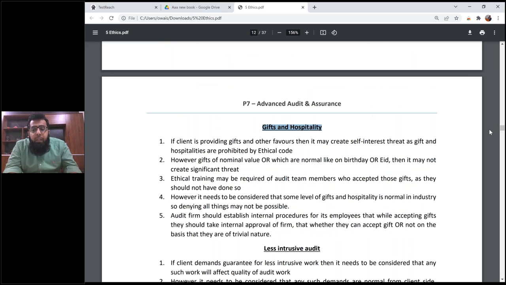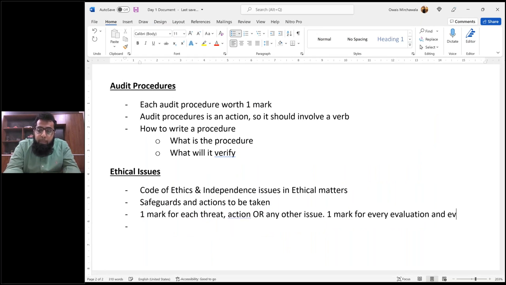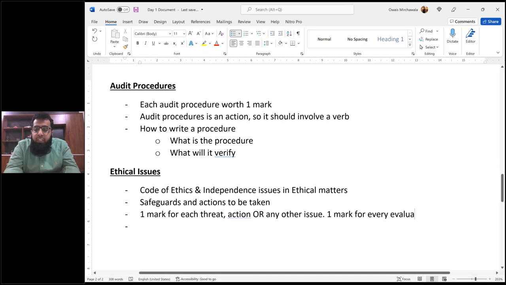The examiner says that don't just identify the points. For every point, for every evaluation, one mark for each threat, action, or any other issue. One mark for every evaluation, action, etc.